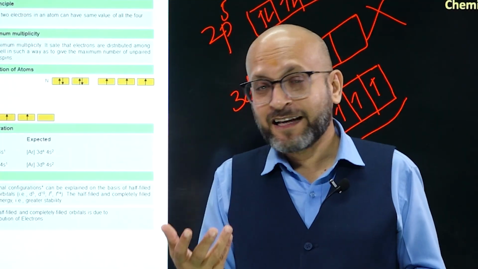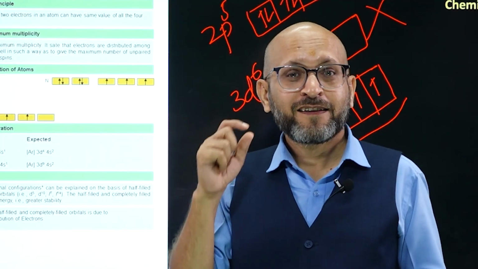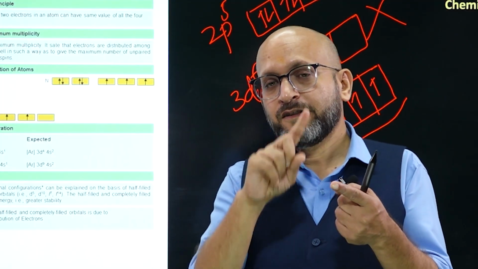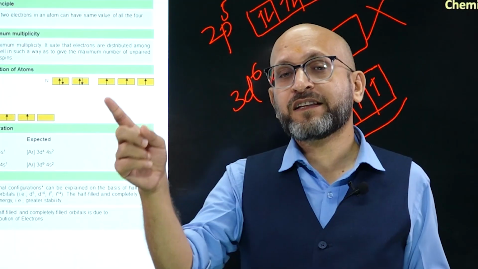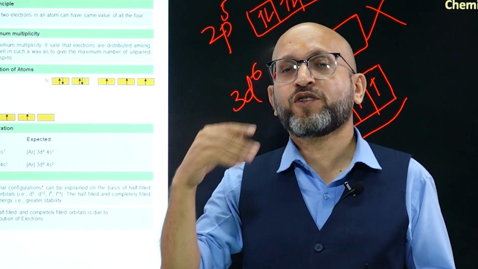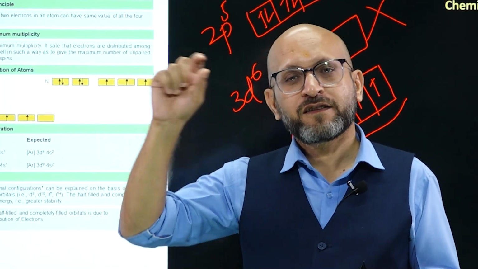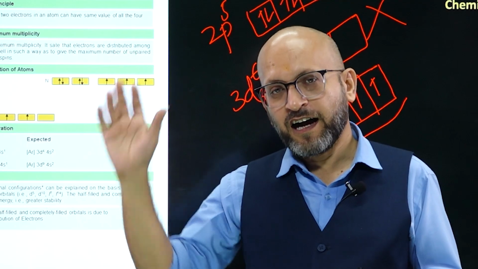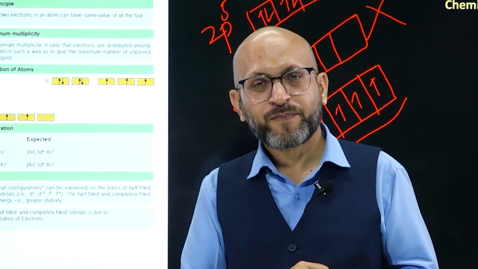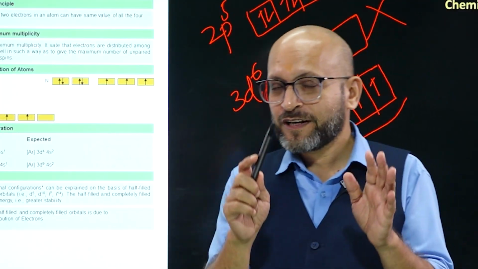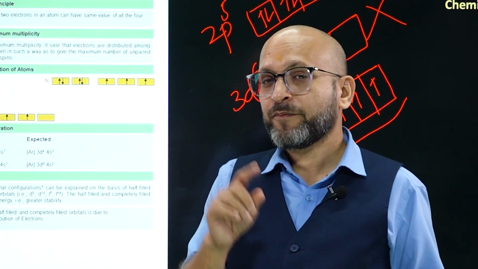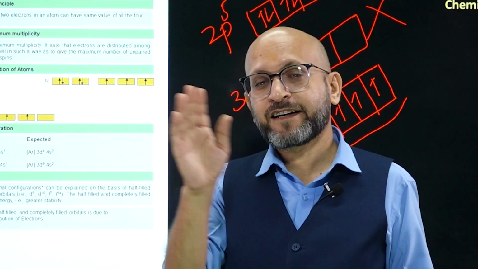Why has this happened? This has happened due to two reasons. First, half filled subshells are more stable than partially filled subshells. So the 4s1 3d5 configuration is more stable than 4s2 3d4. 3d4 is partially filled, 3d5 is half filled. So 4s1 3d5 has been accepted for chromium, and for copper 4s1 3d10 has been accepted rather than 4s2 3d9, because 4s1 is half filled and 3d10 is fully filled.